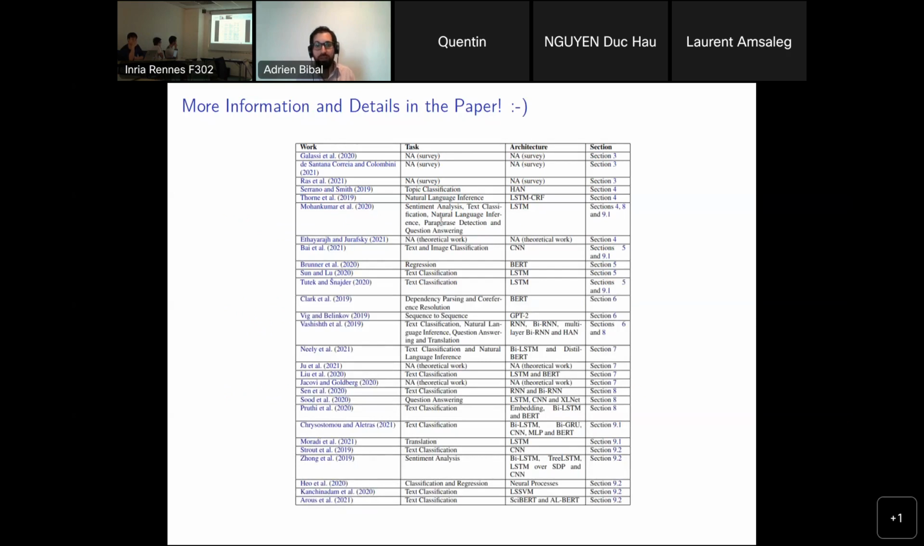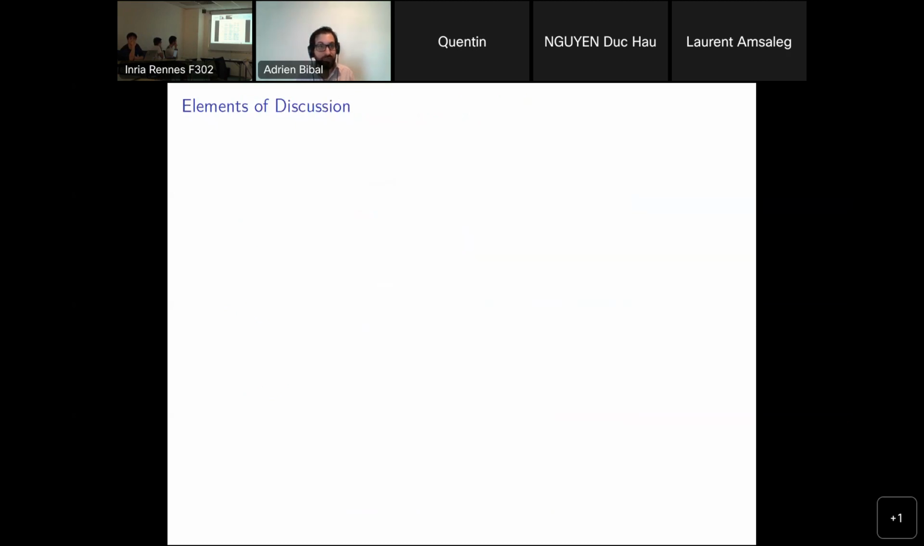You can find many different things, like the different tasks that have been considered in the paper that I mentioned and the one that I didn't mention, the architectures that have been used, so BERT, LSTMs, and architectures like that. So you can find all of that in the paper. I will finish with elements of discussion.